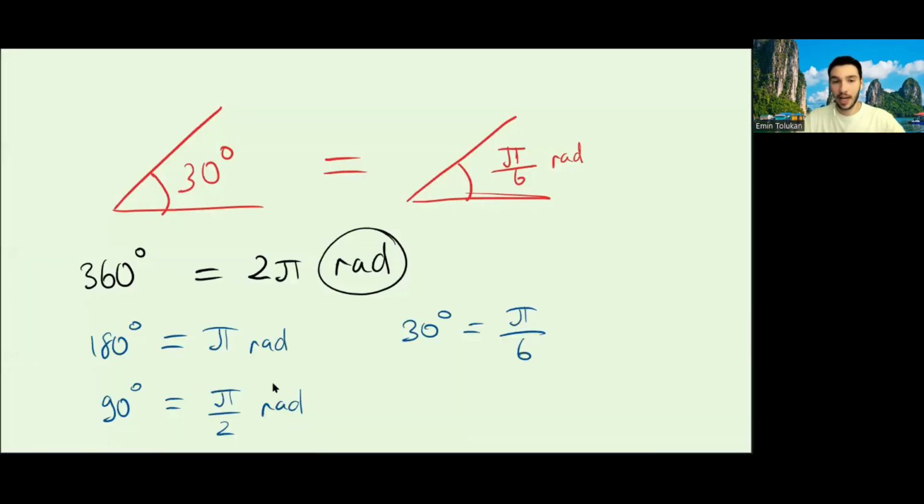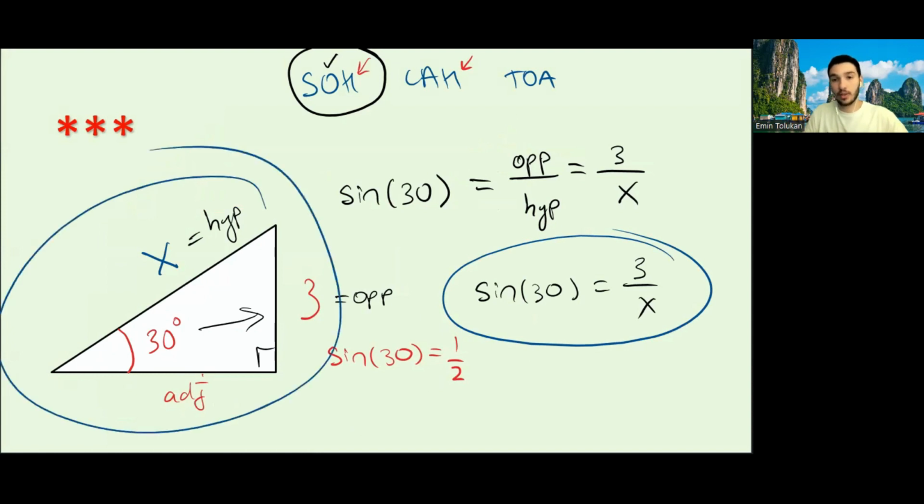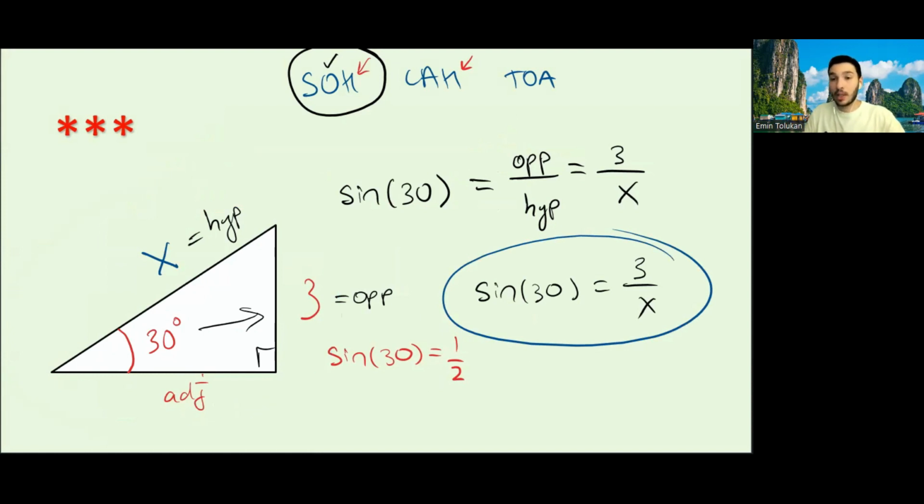So now that we have sine of 30 degrees, it is equal to 1/2. We already remember that sine of 30 degrees, according to our SOH CAH TOA equations, should be equal to the opposite over hypotenuse side of this triangle, and it's equal to 3 over x. In order to find x, I can just replace everything.